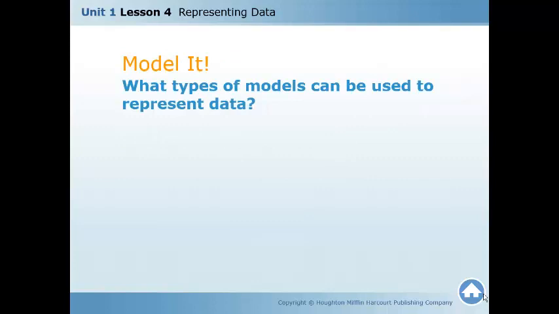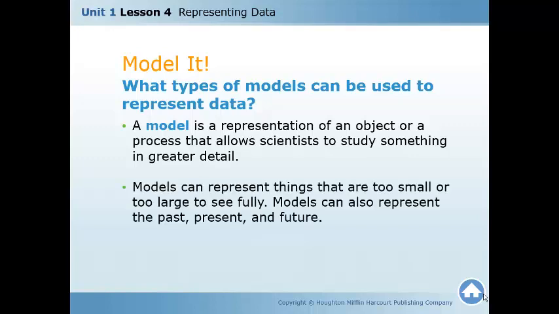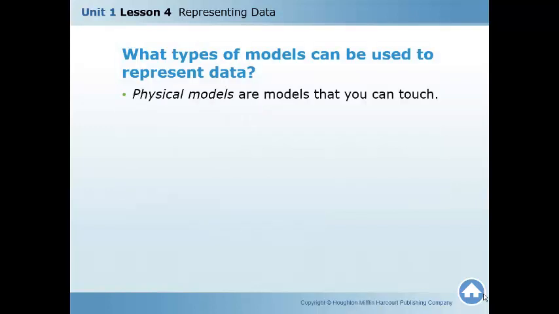What types of models can be used to represent data? A model is a representation of an object or a process that allows scientists to study something in greater detail. We learned this already. Models can represent things that are too small or too large to see fully, such as a molecule, which is too small, so we have to make a model of it. The solar system is too large, so we have to make a model of it to represent what it is. A model can also represent the past, the present, and the future.